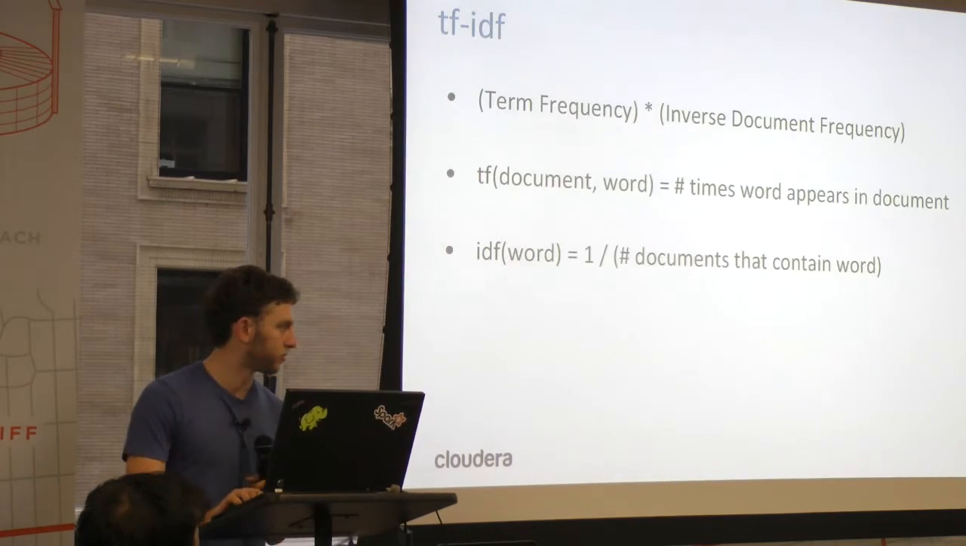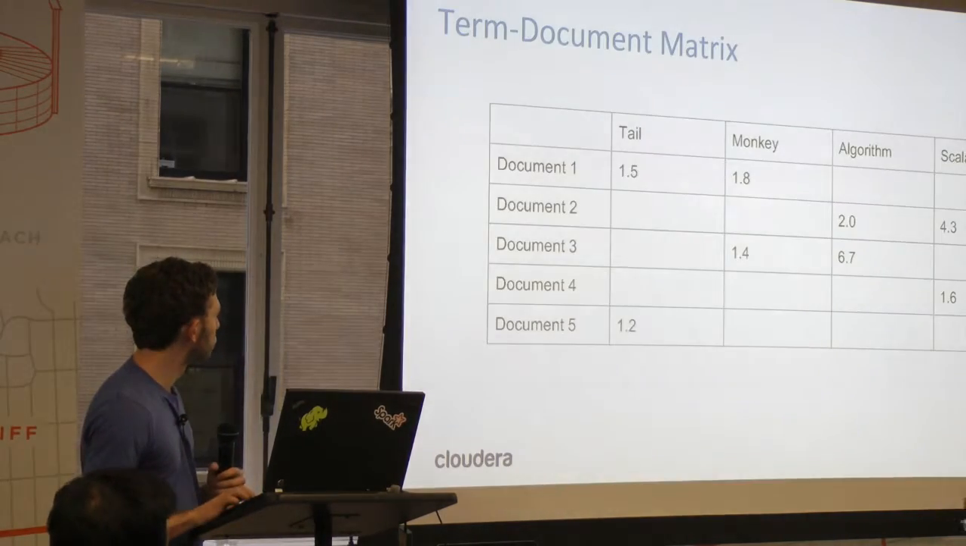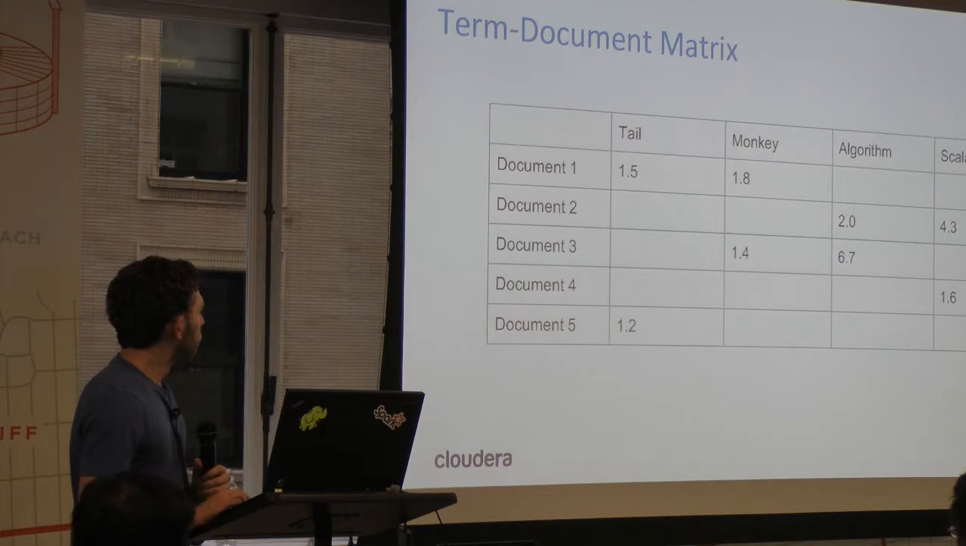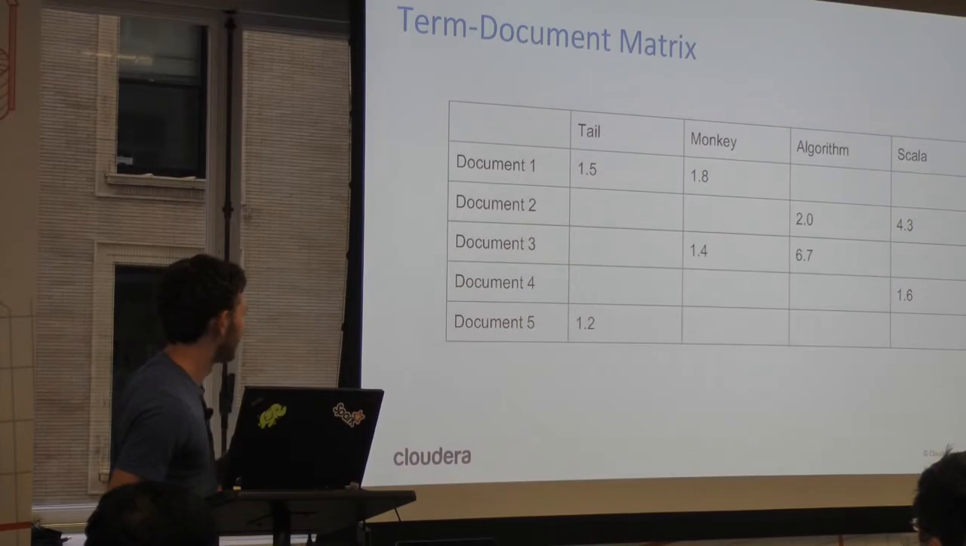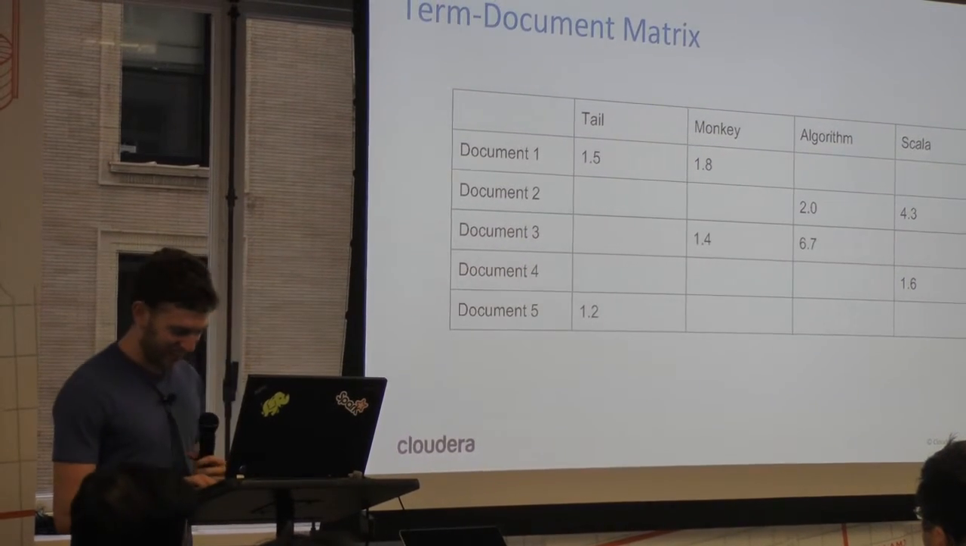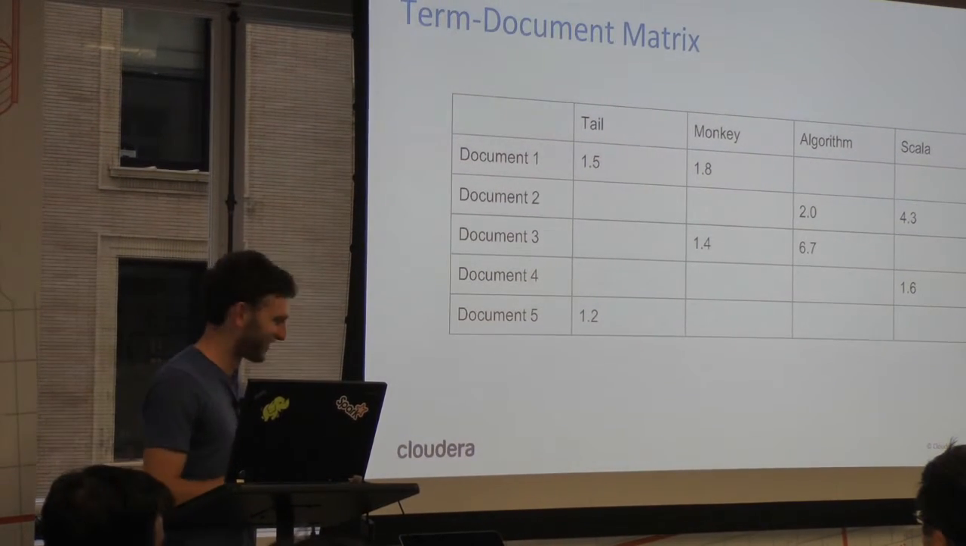I just got a question. You had this matrix before. If you go back, what document about monkey and algorithm is it talking about? That's a great question. You don't know about the monkey algorithm? You should look it up.